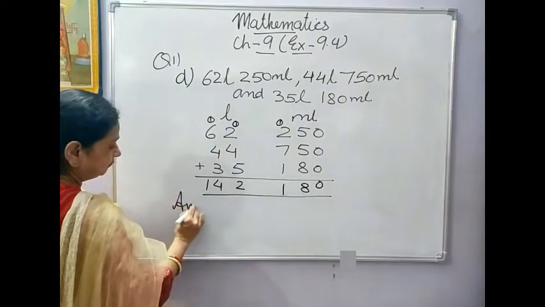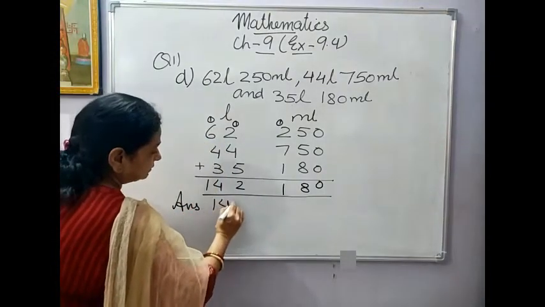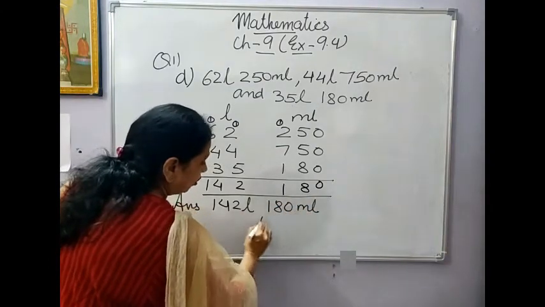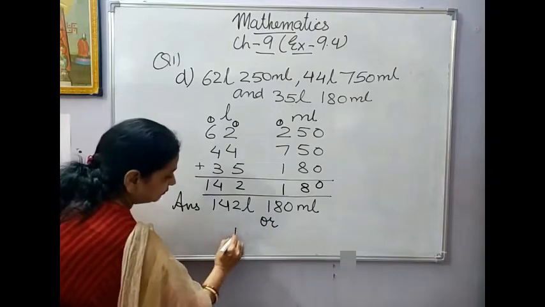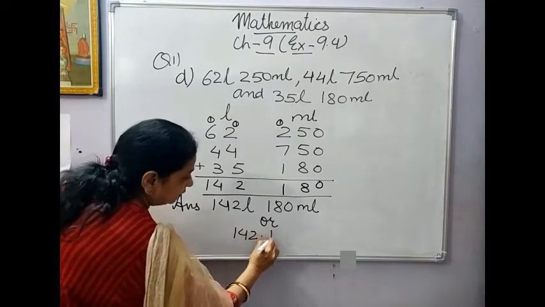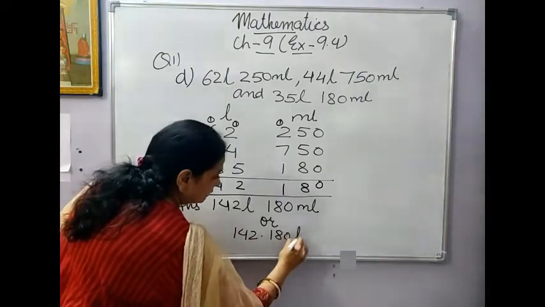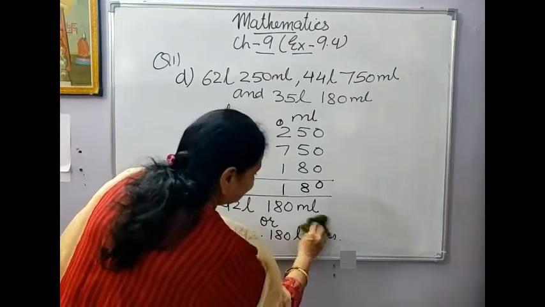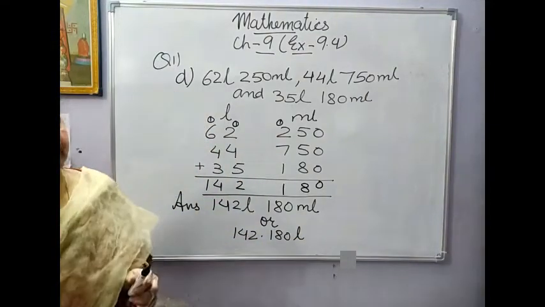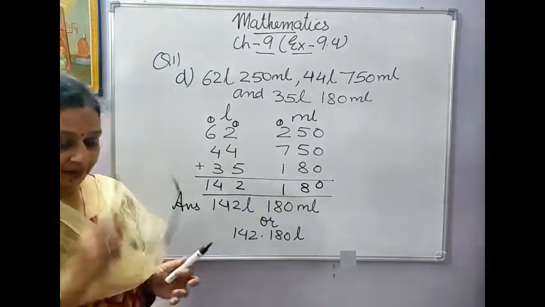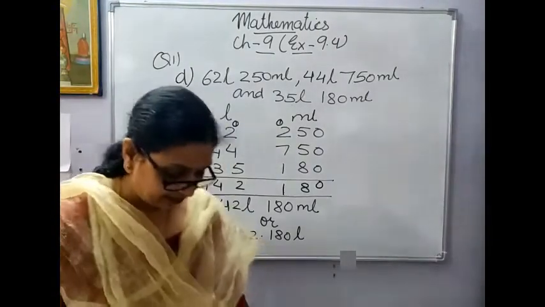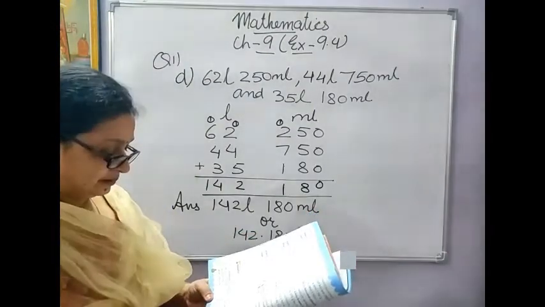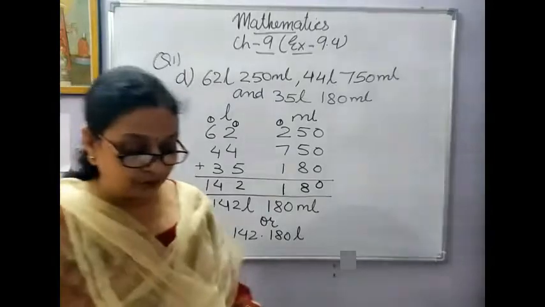So the answer is 142 liters 180 milliliters, or in decimal, after the liter you will put the decimal and 180, and the higher unit is the answer. Again I have written this. I hope this is clear. Okay, now we move on to the next question.